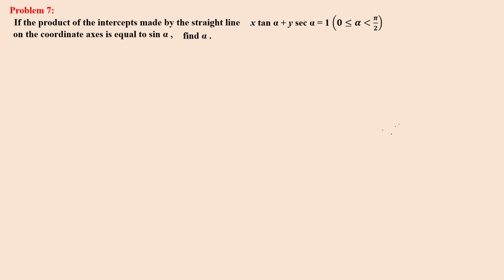Next problem: if the product of the intercepts made by the straight line x tan alpha plus y secant alpha equal to 1, where alpha lies between 0 to pi by 2, and the coordinate axes is equal to sin alpha, find alpha. So the product of intercepts of the line equals sin alpha, that is given. Then we have to find alpha.